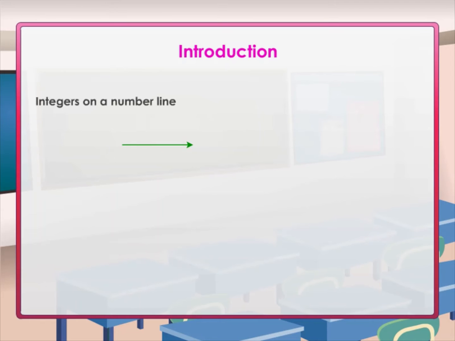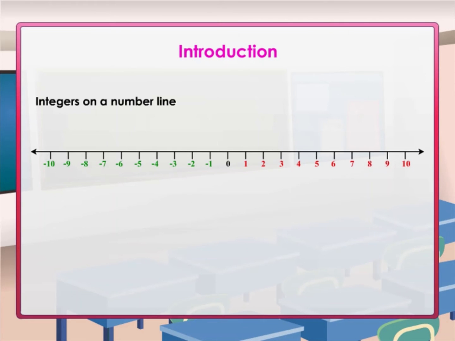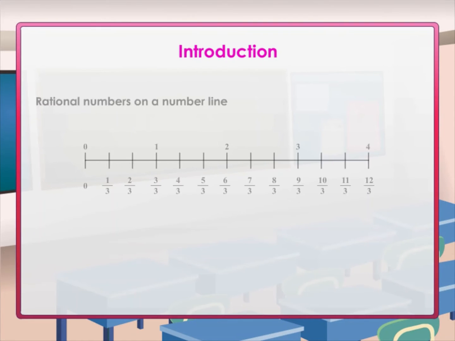Introduction. In your earlier class, you have learned what are natural numbers, whole numbers, integers, and representation of integers on a number line, and also learned rational numbers on a number line. In this lesson, let us review the representation of rational numbers on a number line and find the rational numbers between two rational numbers.